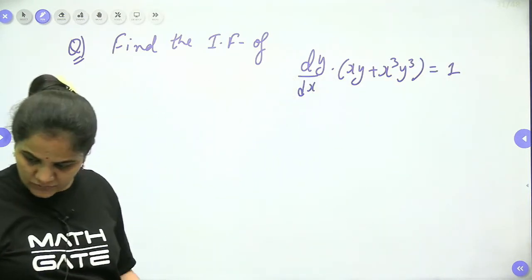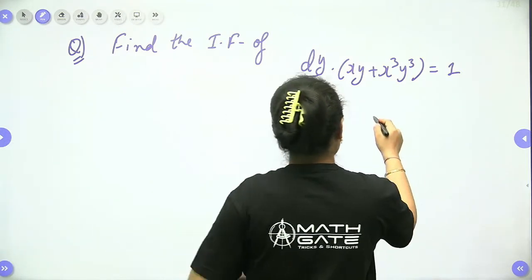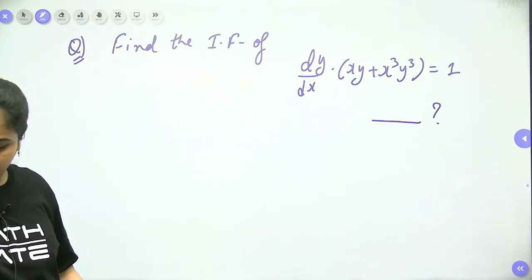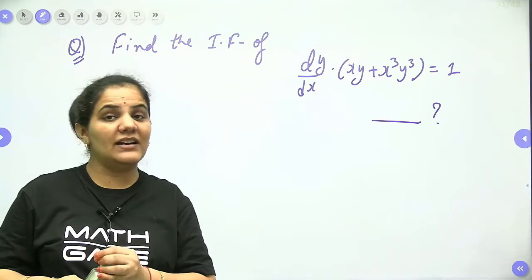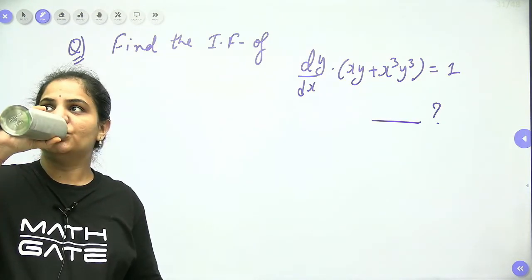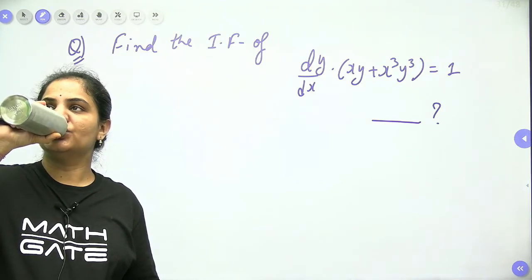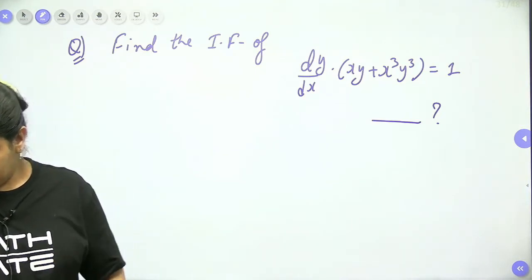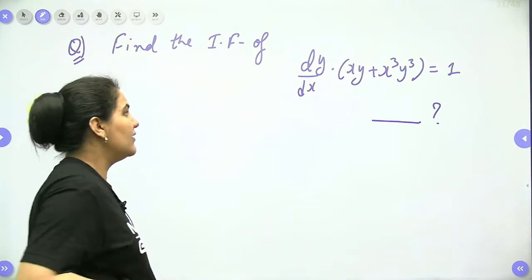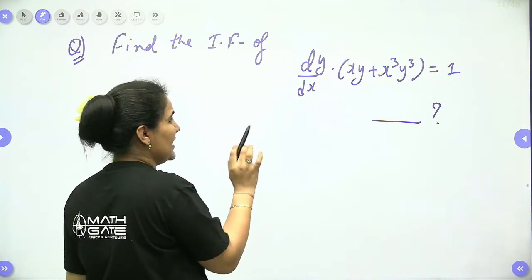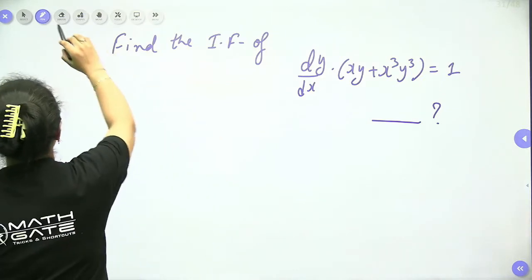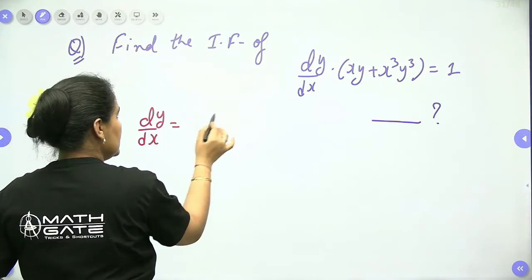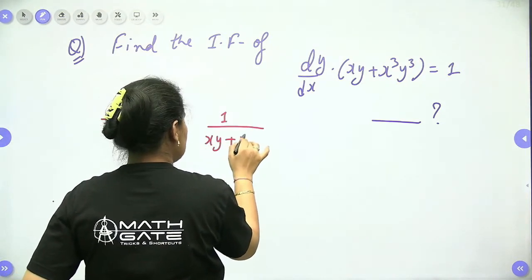Let me cross check the question. X cube y cube, yeah, exactly, we are having dy by dx into xy plus x cube y cube is equal to 1. So we have to find out the integrating factor. Let's convert it. So when we convert it, exactly you can see here it's not fitting in the dy by dx form. So we have to definitely make some changes in this form. So it is looking like dy by dx is equal to 1 by xy plus x cube y cube.